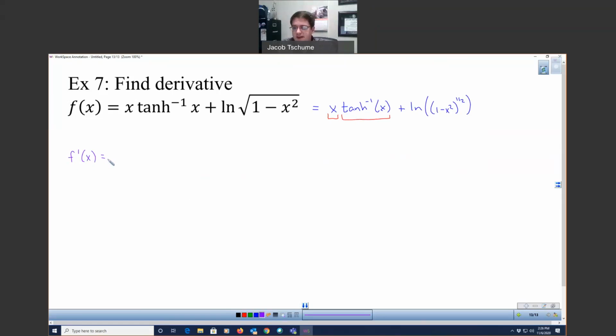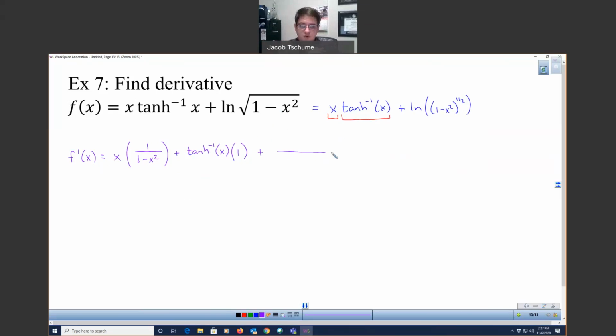So f prime of x is going to equal, so do your product rule. This would be your first, and from that chart I gave you, the derivative of inverse hyperbolic tangent is 1 over 1 minus x squared. All right, then plus the second, which is the inverse hyperbolic tangent of x, times the derivative of the first, which is just 1. The second part is actually something you learned in Cal 1 of how to take the derivative of a natural log function.